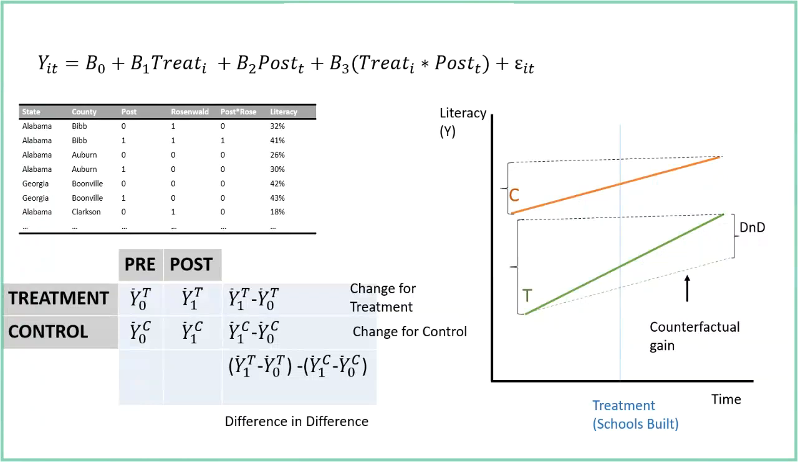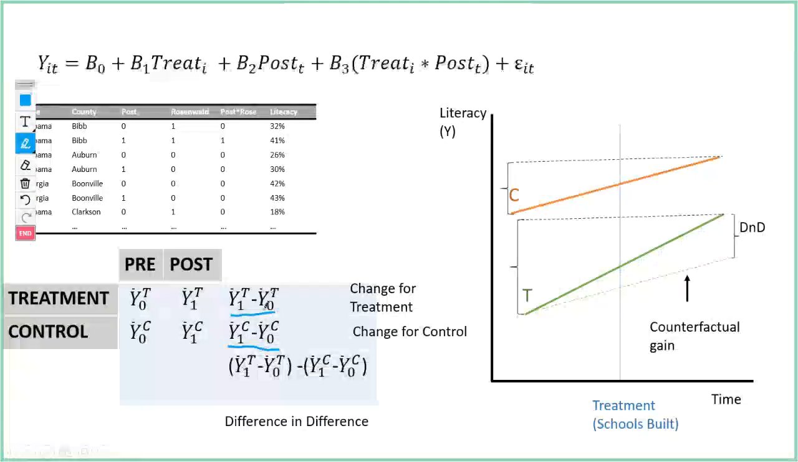You could also think about difference in differences in a second fashion, and that is, rather than thinking about it as the difference in difference between before and after, you could think about it as the differences in gains. So y bar t1 minus y bar t0 is the change in literacy rates for treated schools before and after Rosenwald schools were built. Y bar c1 minus y bar c0 is the change in literacy rates for control schools before and after Rosenwald schools were built in other districts. No Rosenwald schools were built in control places.